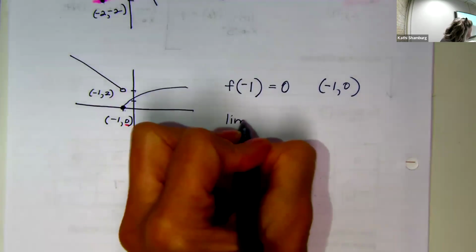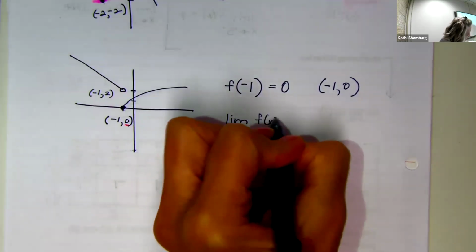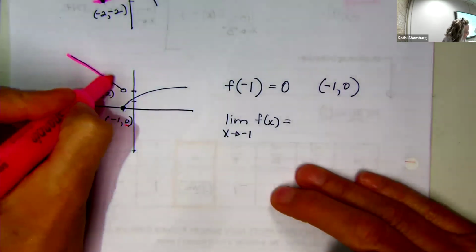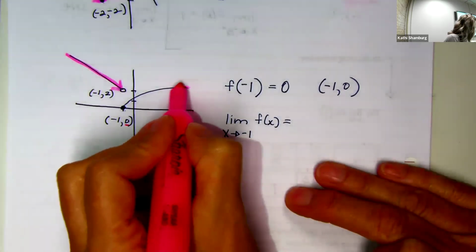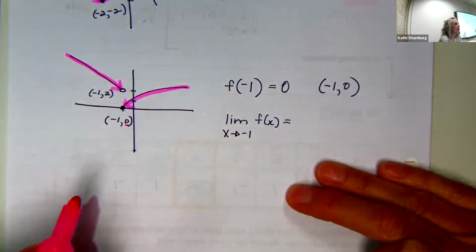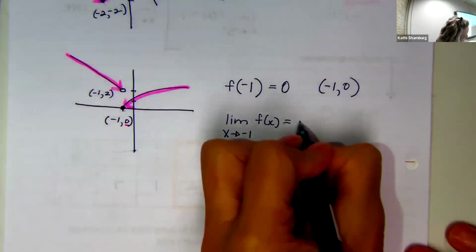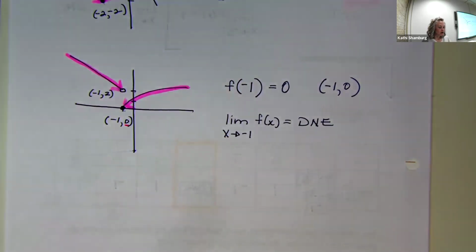Then the limit as x approaches -1. So now we're asking a different question. Okay, so from the left, what is it approaching? 2. From the right, what is it approaching? Is it approaching the same number? Okay, so there is a difference in those two questions. So you have to be very careful of that.